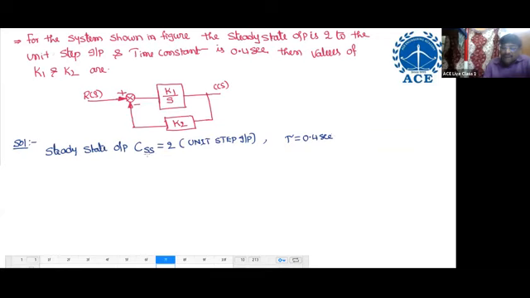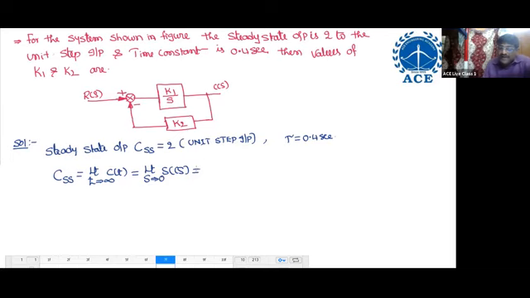So now find CSS. What is the formula for CSS? CSS means the output as t tends to infinity, that is limit t tends to infinity of c(t). The output at t tends to infinity is called the steady state output. That equals limit s tends to 0 of s into C(s). So now find C(s).